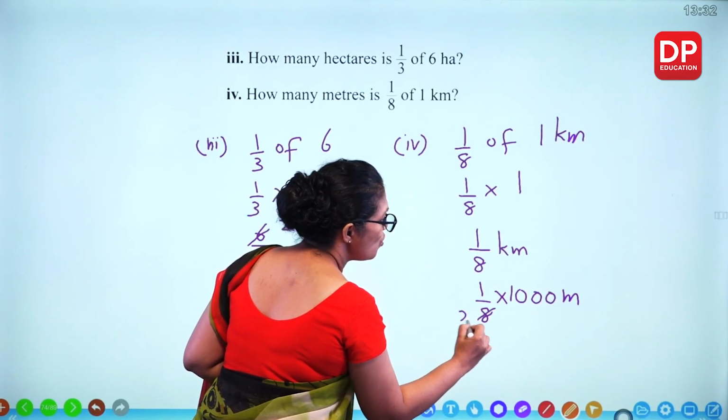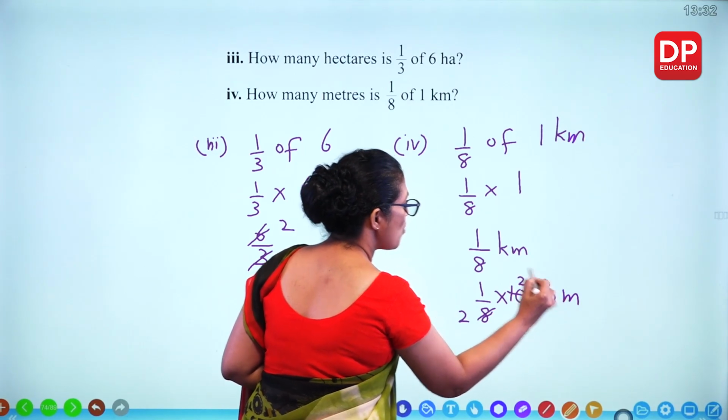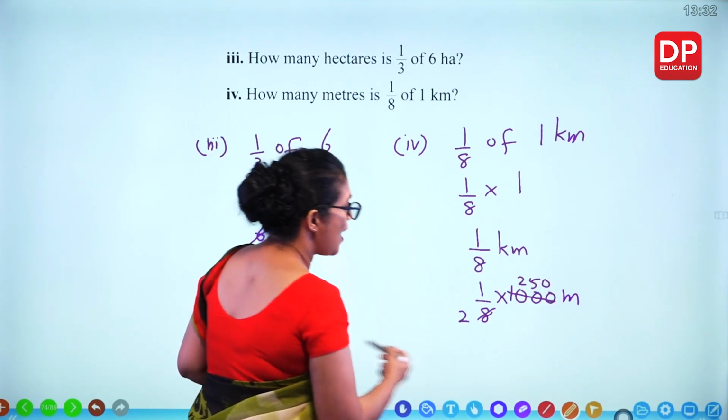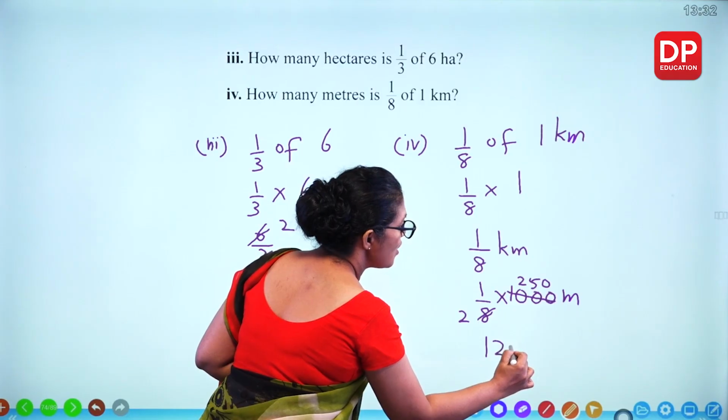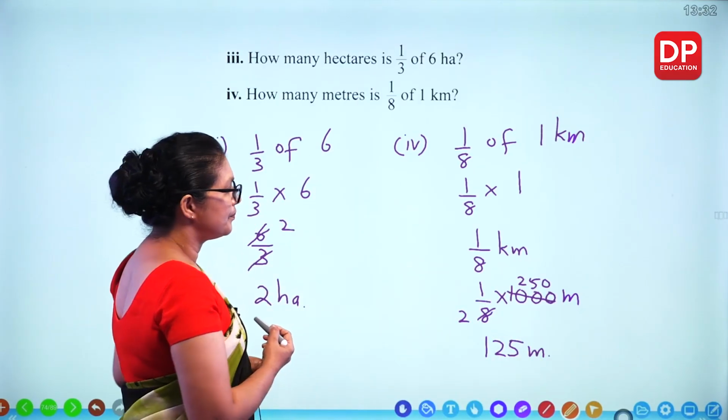4 times 2, 4 times 25. So 250. Divide by 2, you get 125 meters.